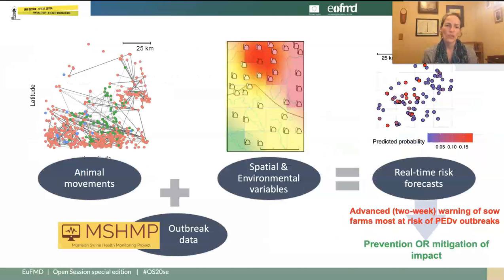So in conclusion, we've developed a forecasting platform that allows us to combine animal movement data, spatial and environmental data, as well as outbreak data to forecast the probability that farms will break 2 weeks into the future. This provides advanced 2-week warning of which sow farms are most at risk, which is information that we can share back to the producers, and then ultimately they can use it for decision making and to prevent or mitigate the impact of the disease.